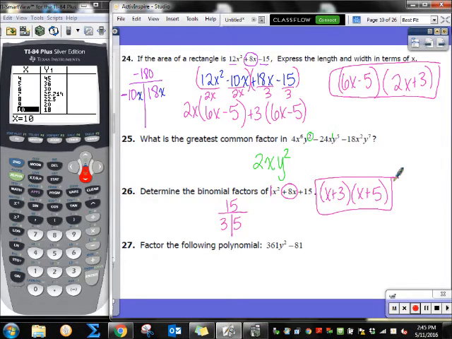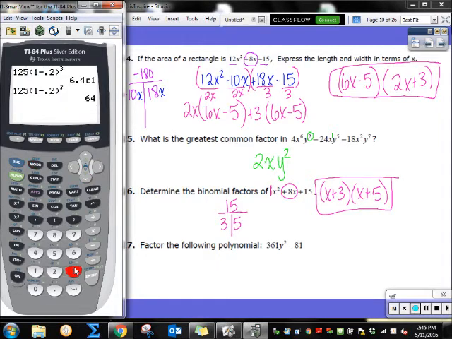For 27, we need to factor that polynomial. And I know 361 and 81 are kind of big numbers, but you do need to check to see if anything will go into those. So first thing I notice is that I know 9 will go into 81, so I'm just going to double check. 361 divided by 9, and that doesn't go evenly.